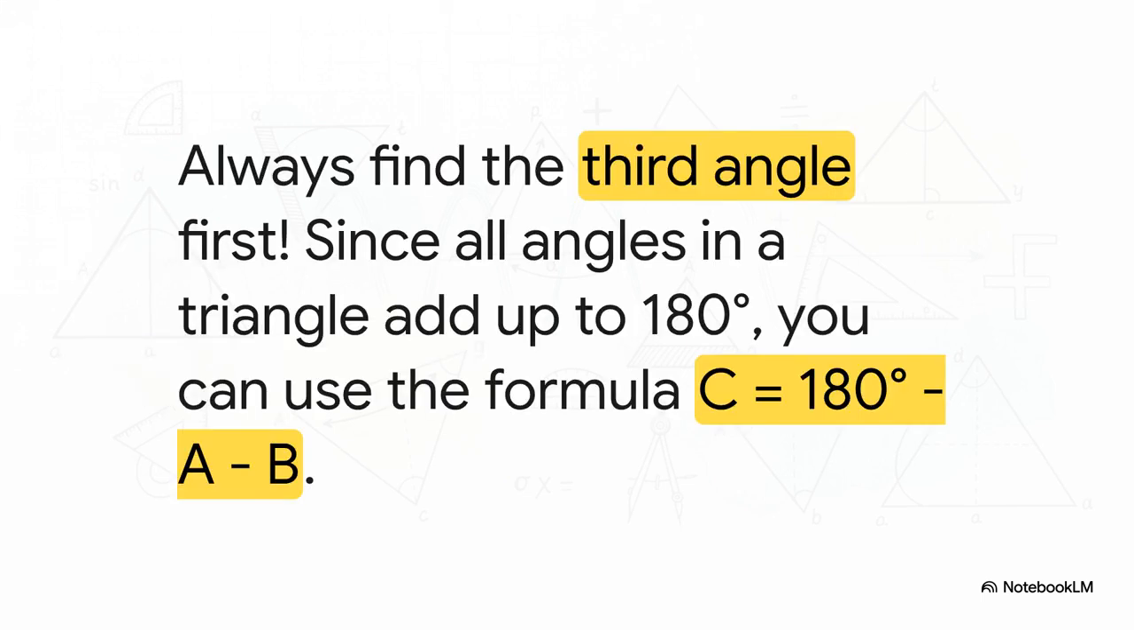But wait, before you even start setting up fractions, here is a pro tip that's going to make your life so much easier. In both of those cases, you already know two of the angles, right? So just find the third one immediately. Remember, all angles in a triangle add up to 180 degrees, so just subtract the two you know from 180. Trust me, get all three angles on the board first, and the rest is a piece of cake.